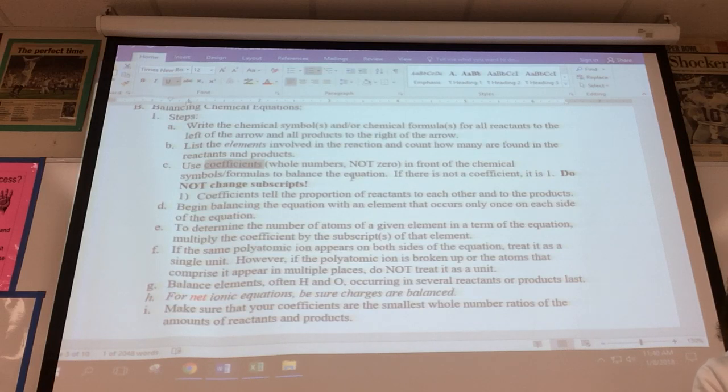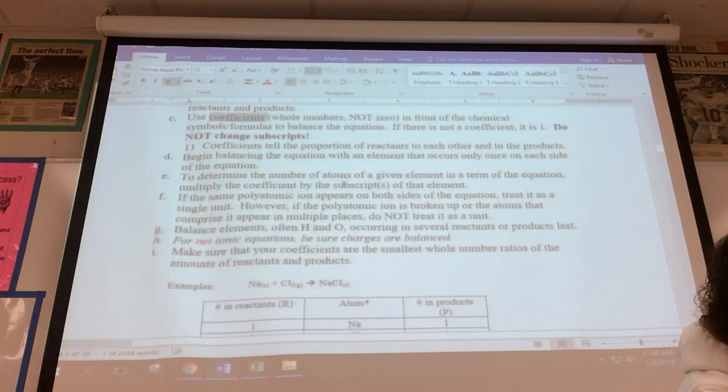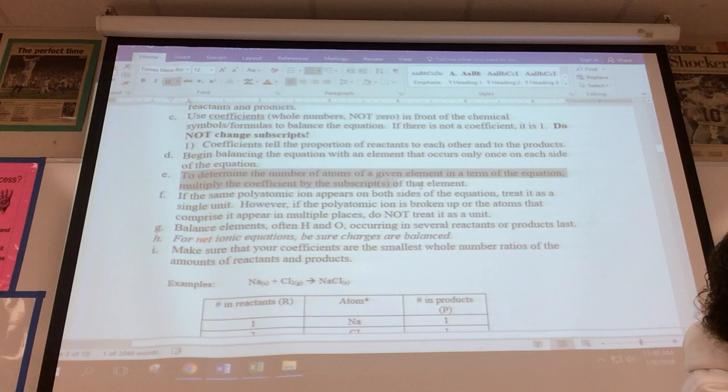Always start balancing with an element that occurs only once on each side of the equation, and you'll get a feel for where to start as you work through. When you want to figure out how many atoms you have on each side of the equation, you multiply the coefficient by the subscript or subscripts. We'll take a look at that.